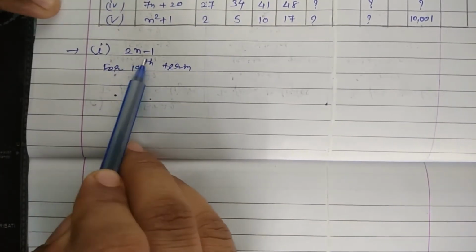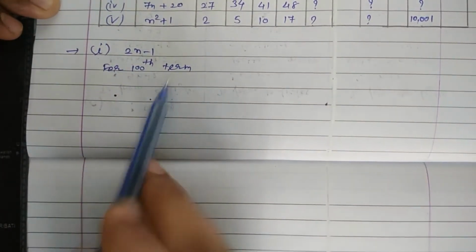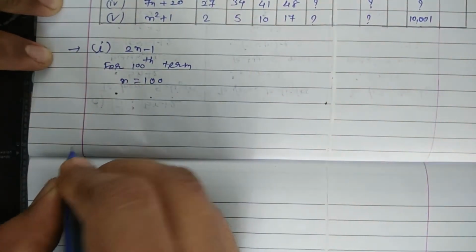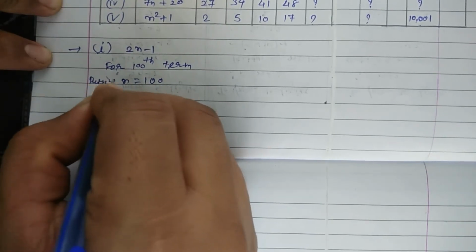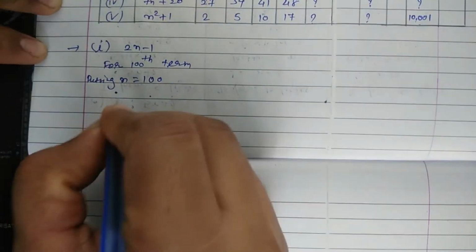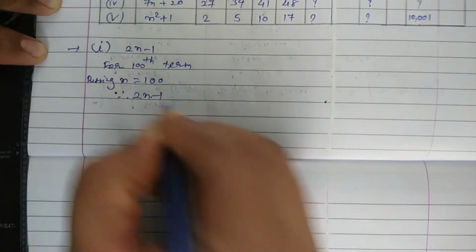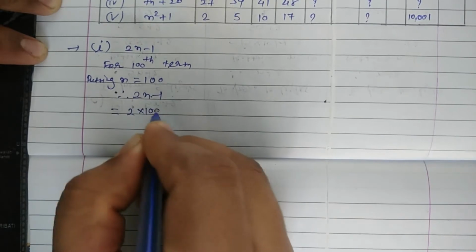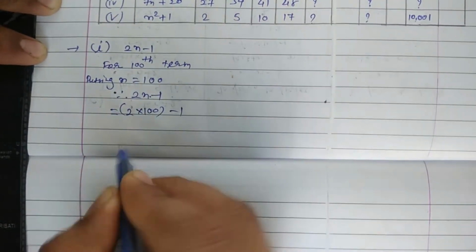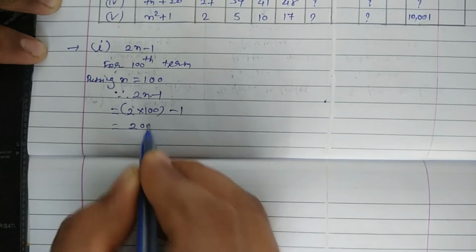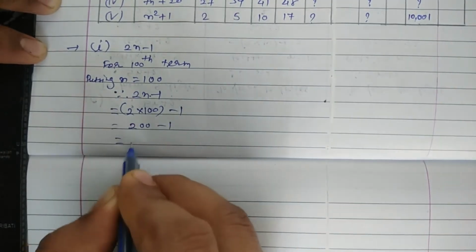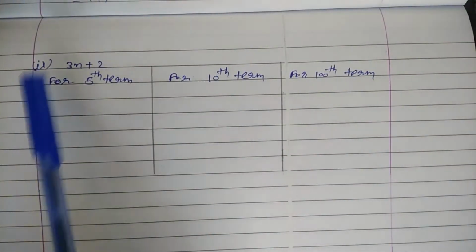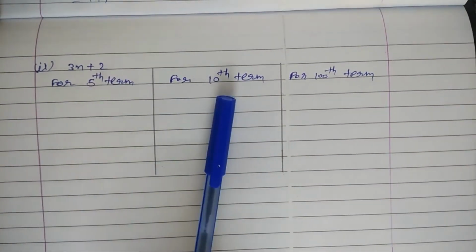Number 1 expression is given, 2n minus 1, and we have to find the 100th term. The 100th term means n is equal to 100. So here we will write, putting n is equal to 100, our expression 2n minus 1 is equal to, instead of n we write 100, that is 2 multiplied by 100 in bracket minus 1. 2 multiplied by 100, that is 200 minus 1, that is equal to 199.